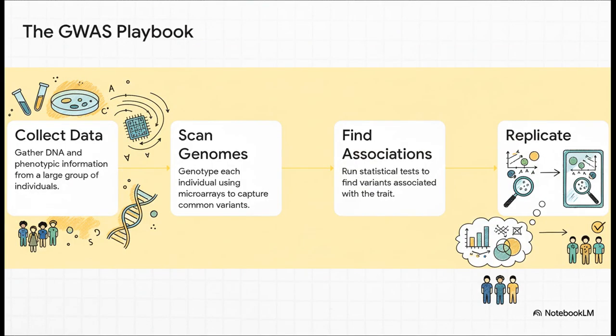So, how does it actually work? Well, the process follows a pretty clear playbook. First up, researchers collect DNA samples and health info from huge groups of people, some with the condition they're studying and some without. Then, they use these amazing tools called microarrays to scan each person's entire genome for millions of genetic markers. And here's the crucial part, the statistical analysis. This is where they hunt for markers that show up way more often in the group with the disease. And finally, just to make absolutely sure it wasn't a fluke, they check their work by confirming the findings in a completely different group of people.